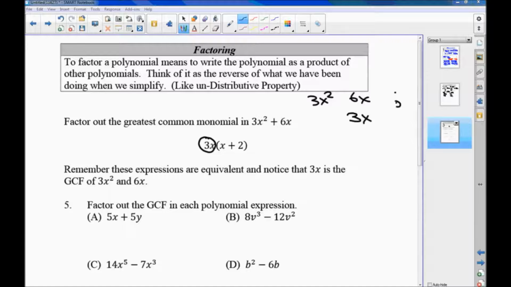So 3x times what would make 3x squared? Well, we left an x behind in the first term's position. And then 3x times what would make 6x? So that would be 2. So we have the 2 behind in the second position. So I said think of this as like undistributive property, because that's what we did. We took something like this and we undistributed it to 3x to get it on the outside. Okay, so remember these expressions are equivalent, and notice that the 3x is the greatest common factor of 3x squared and 6x. So we do need to factor out the greatest common factor, not just a factor, okay?